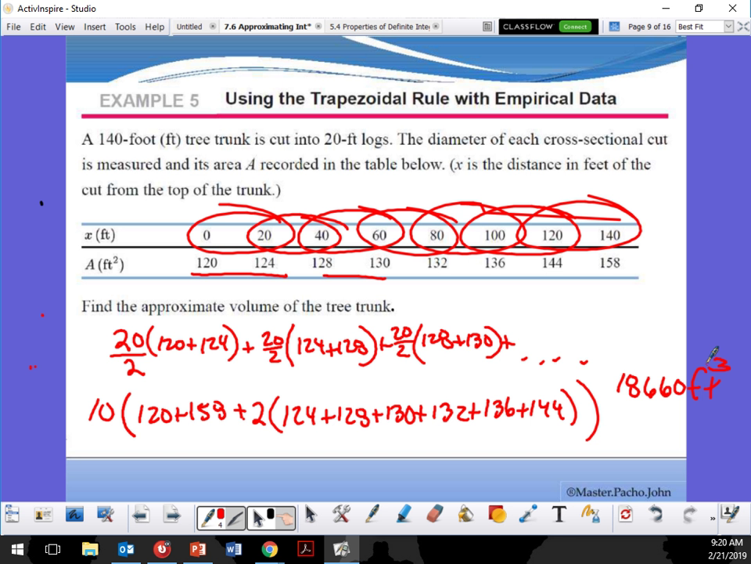Is that pretty easy now? So I could actually do the math every single time for every single trapezoid in between there. Or I could try and shorten it a little bit.